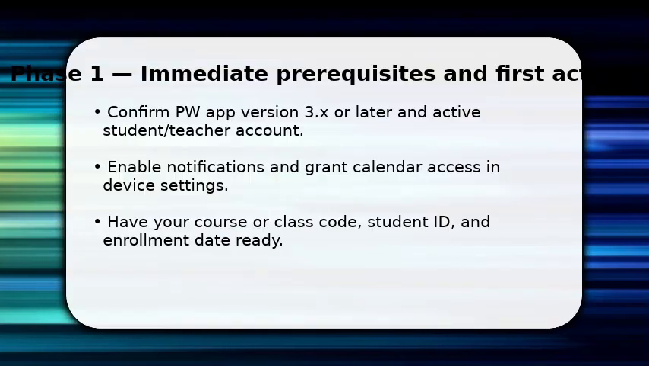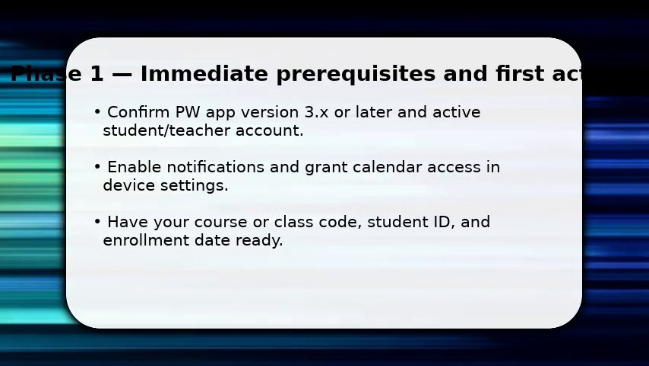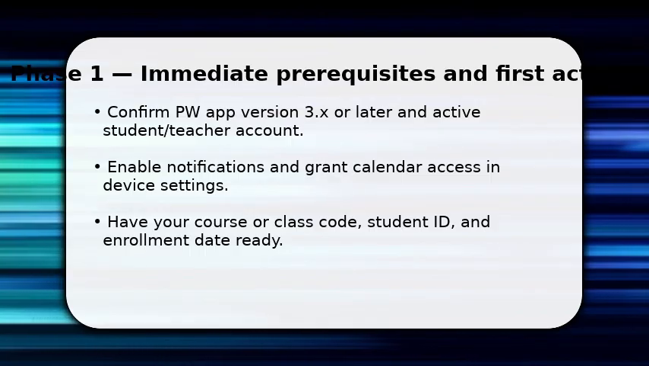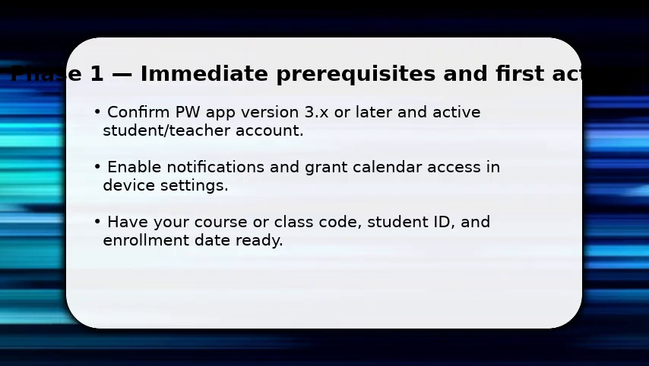You start by ensuring the PW app is updated and you are signed into the correct account. This matters because schedules are account-specific. Once done, grant calendar and notification permissions so schedule items can sync to your device. This avoids missed updates. Next, open the app and tap the bottom navigation icon labeled Schedule or Tests.